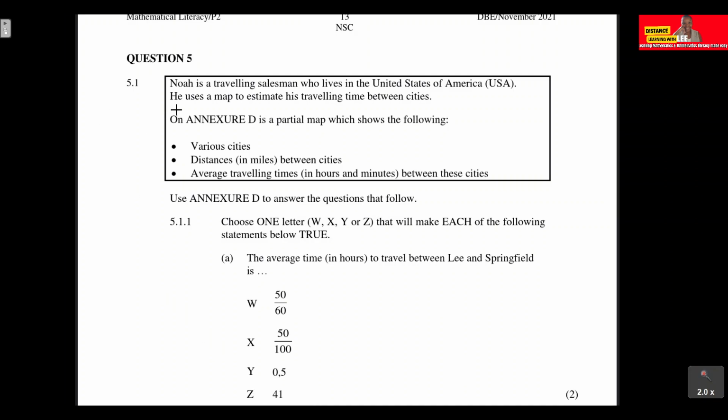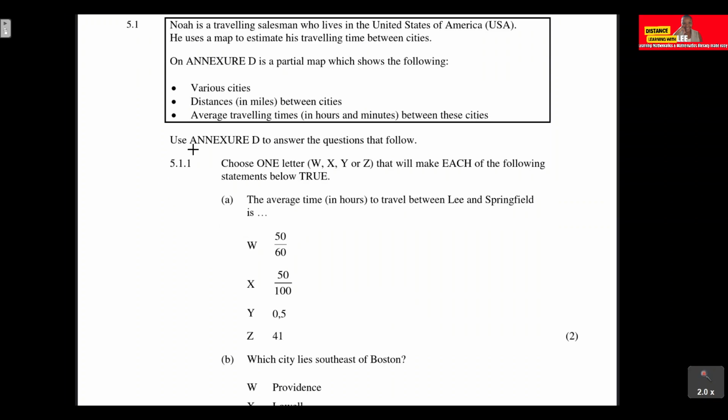Question 5.1 says Noah is a traveling salesman who lives in the United States of America. He uses a map to estimate his traveling time between cities. Annexure D is a partial map which shows the various cities, the distances in miles between the different cities, and the average traveling times in hours between these cities. Use Annexure D to answer the questions that follow.